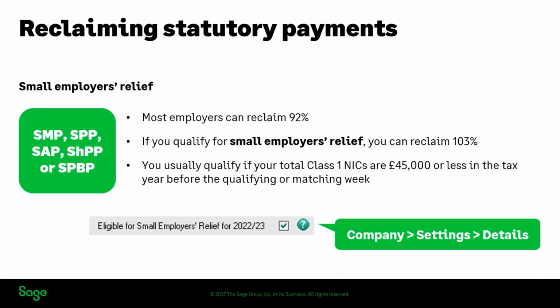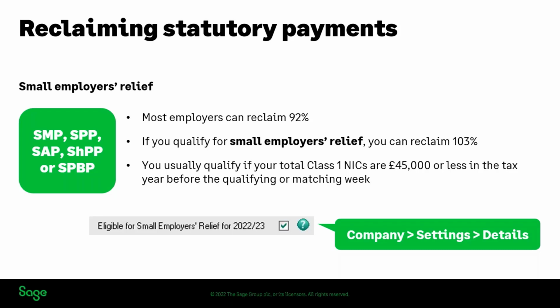And for most employers, you'll be reclaiming a standard percentage of 92% of the statutory payment made. However, if you qualify for small employers relief, you get a little bit more. You get 100% of the statutory pay and a further 3% national insurance compensation. So you get back a total of 103% of what has been paid out.